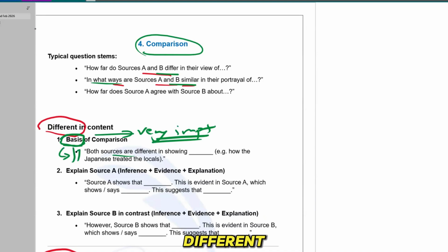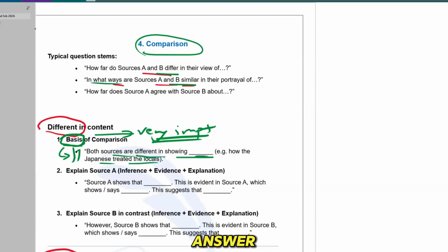Both sources are different in showing something. Example, how the Japanese treated the locals. I repeat, basis of comparison is like your main starting sentence that talks about what you are comparing. So you're saying that they are different in terms of something. For example, you can say they are both different in terms of how the Japanese treated the locals. That's a good start. Never skip this part.